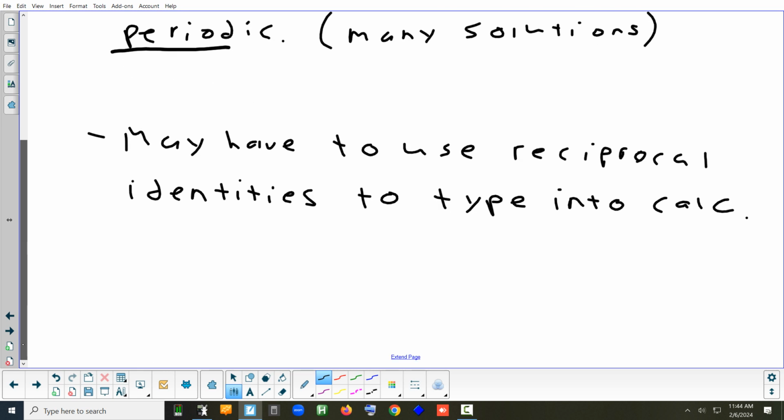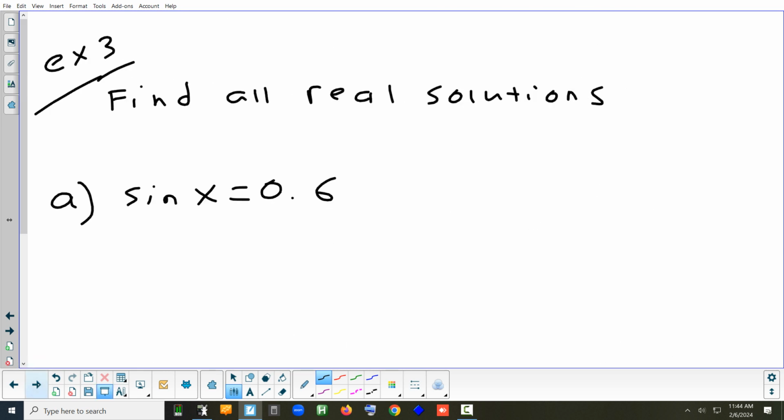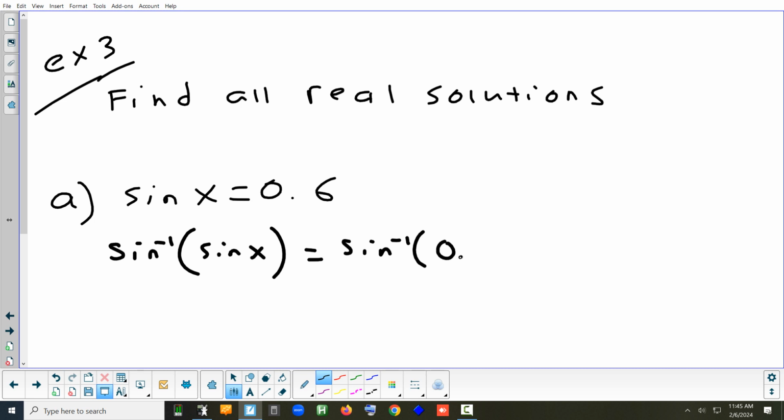All right. So let's try this one. Sine of x equals 0.6. And I'm going to tie in something we did before and see if we remember something we did earlier. How are you going to get x by itself here and get rid of the sine? Take the inverse sine of both sides. Inverse sine cancels regular sine.